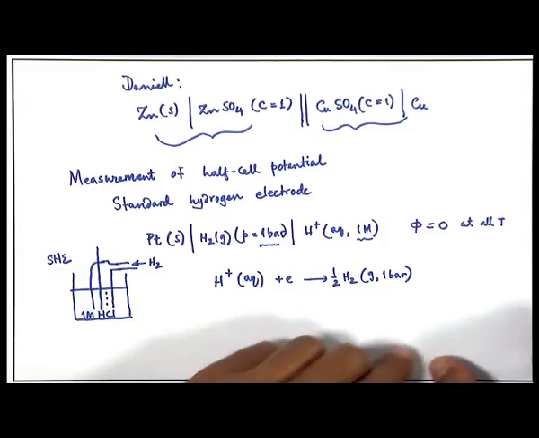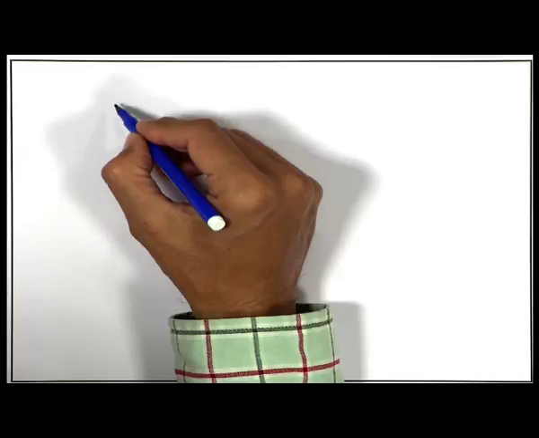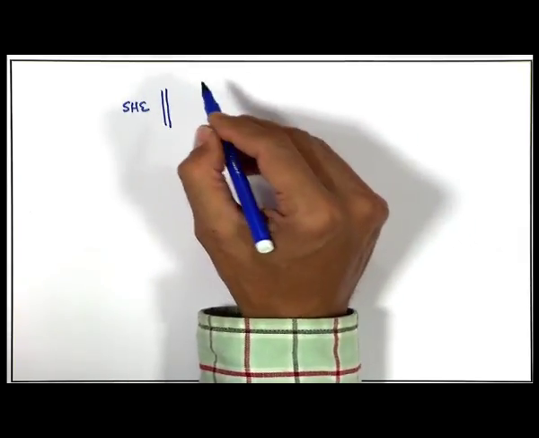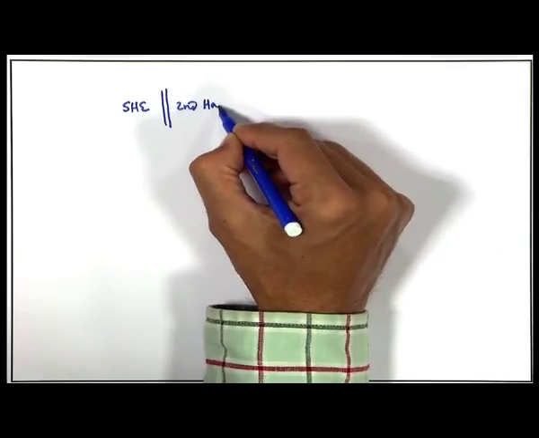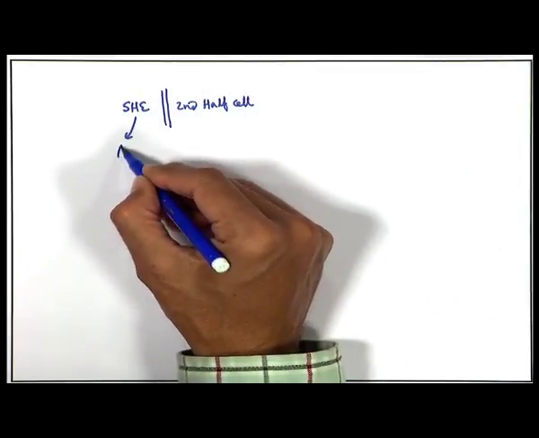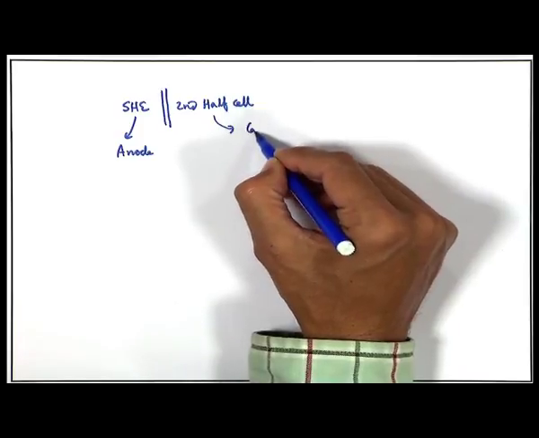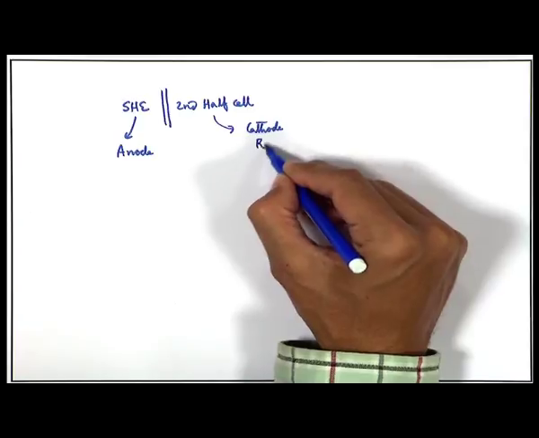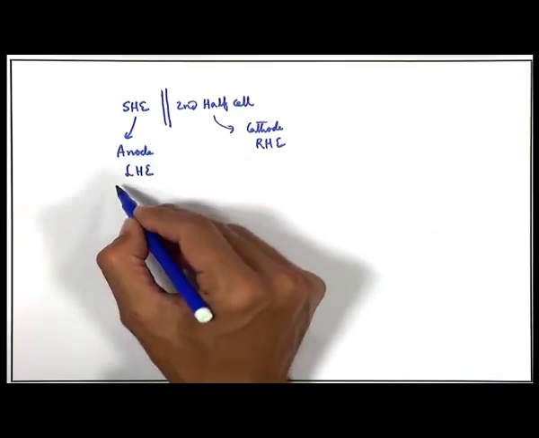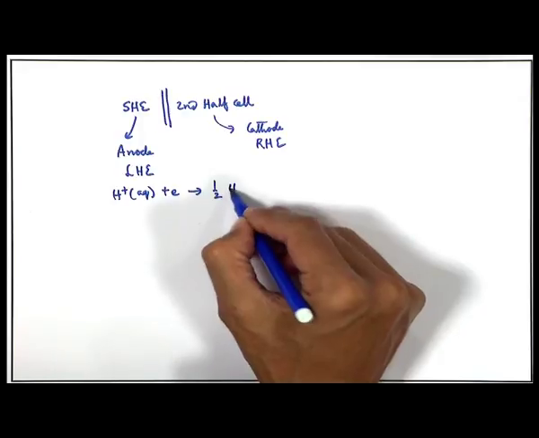So, briefly what is done? You couple this hydrogen electrode like this. I shall abbreviate it as SHE, and then you have this double vertical line, then the second half cell. Think that this is the anode, which is put on the left hand side, and this is maybe the cathode, the right hand electrode, and this is the left hand electrode. So, the anode reaction goes like this: H plus plus electron gets you half H2 gas at 1 bar.